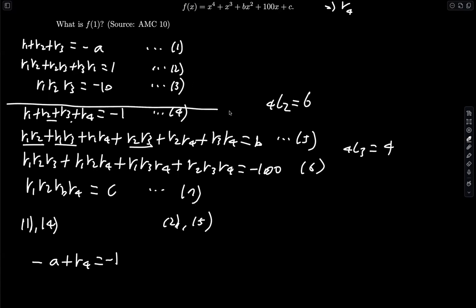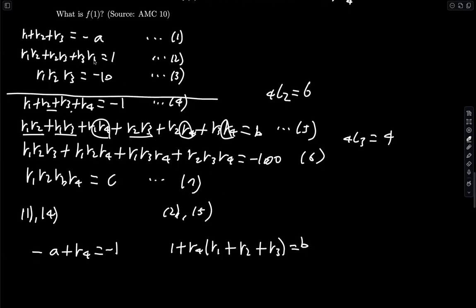So using the second and the fifth equation, we know that 1 plus r sub 1, r sub 4. I will just factorize it right away. So we have this term right here, so it's r sub 1, plus this term, r sub 2, and this term, r sub 3, and that should be equal to b. And we also know that r sub 1 plus r sub 2 plus r sub 3 is equal to -a. So 1 minus a times r sub 4 equals b.